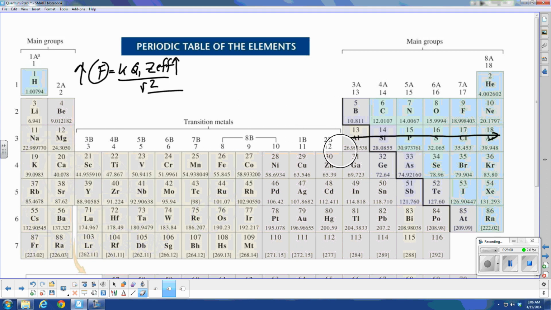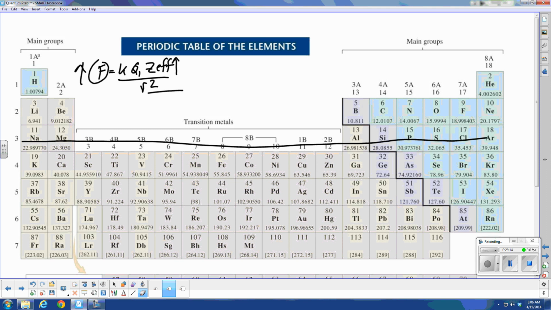So what are my trends in ionization energy? As I go from left to right in a period, what happens? Size goes down. Z effective goes up. My size goes down. What happens to my force? My force goes up. So that means my ionization energy increases.